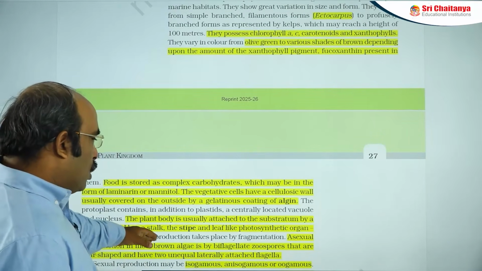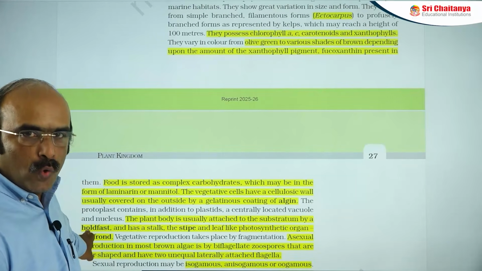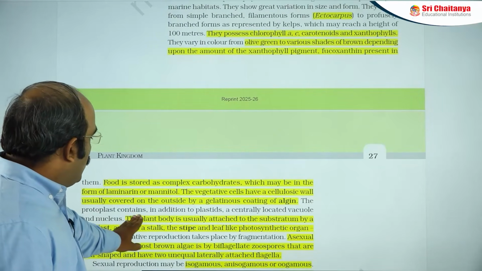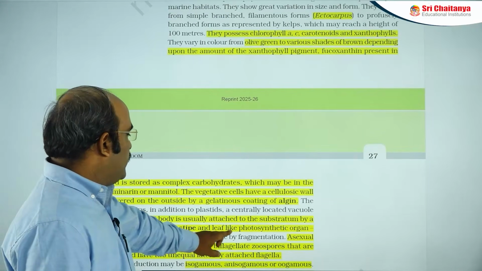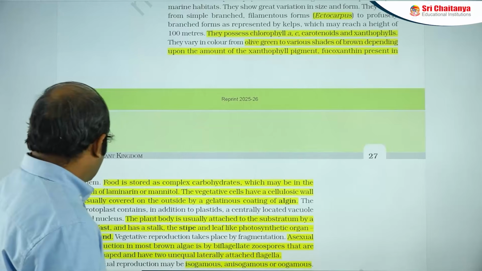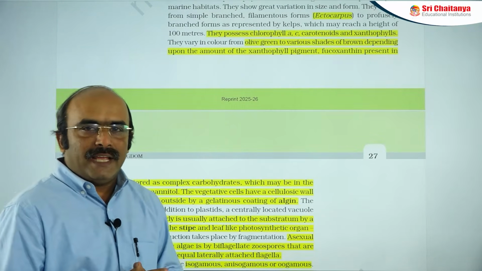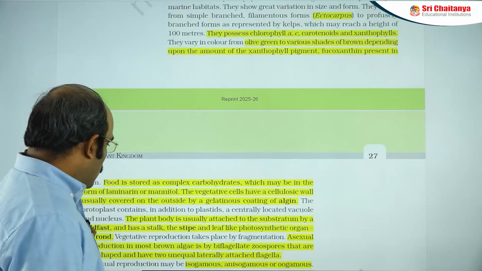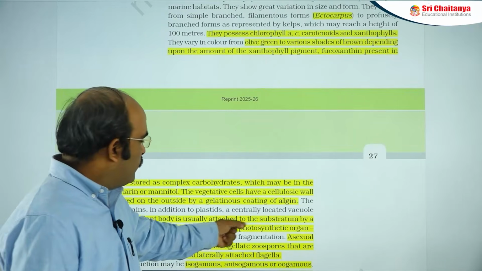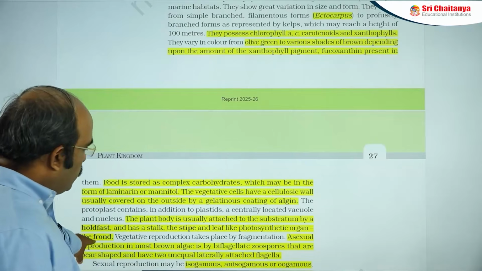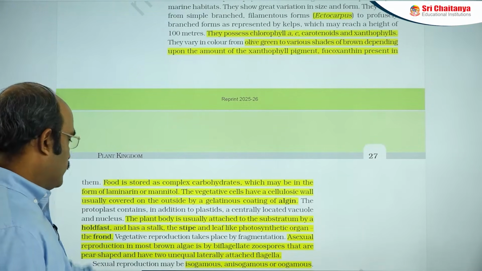And the plant body is attached to the substratum by a holdfast, and you will have a stalk called the stipe and a leaf-like photosynthetic organ called the frond. So the plant body in brown algae has three parts: one is the holdfast, the stalk called the stipe, and the typical leaf-like photosynthetic part which is called the frond.